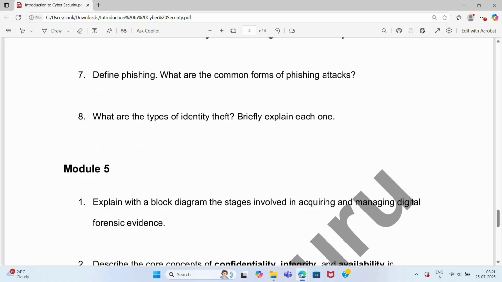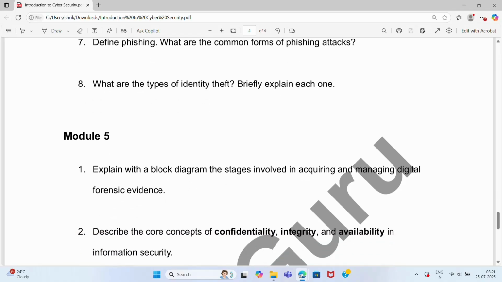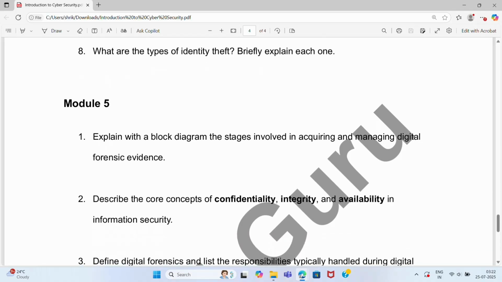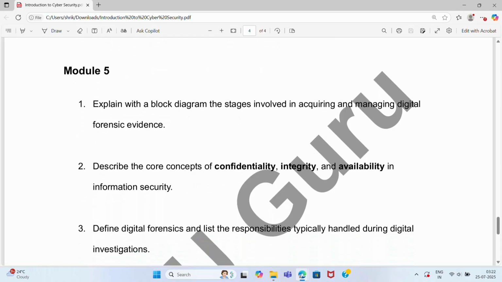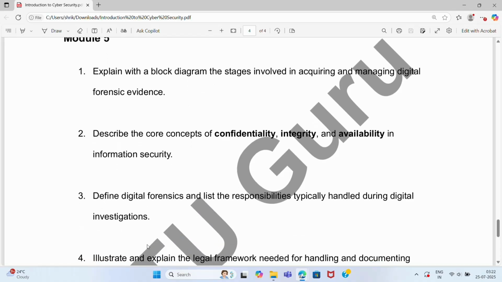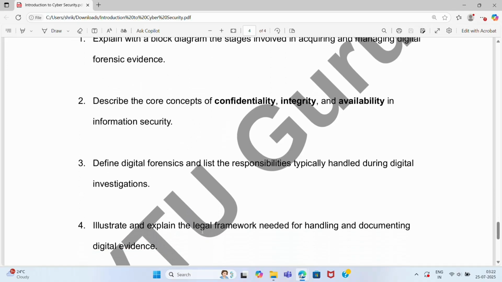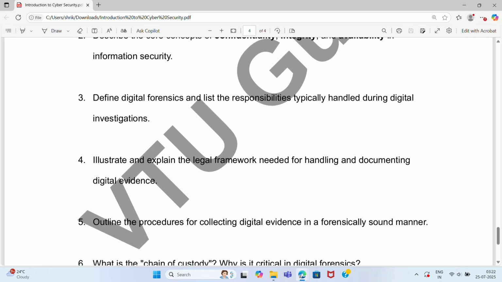Explain with a block diagram the stages involved in acquiring and managing digital forensic evidence. Describe the core concept of confidentiality, integrity and availability in information security. Define digital forensics and list the responsibilities typically handled during digital investigations. Illustrate and explain the legal framework needed for handling and documenting digital evidence.